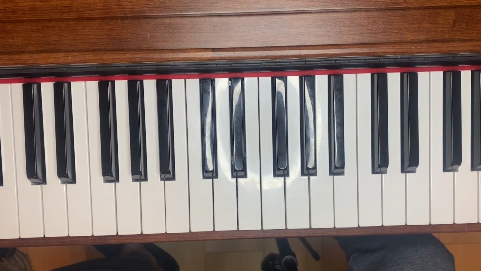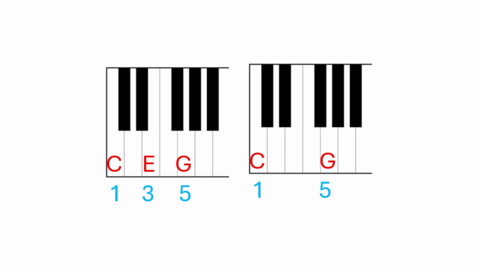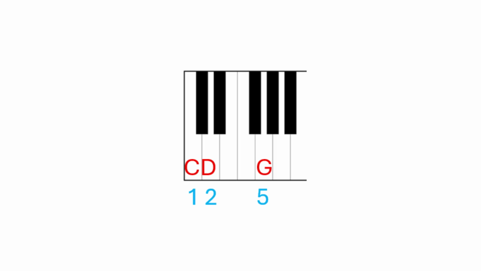A sus or suspended chord is where we will swap out the third in a 1-3-5 triad and replace it with a number that is going to be listed in the sus chord. Looking at the far most common is going to be the sus2 and sus4. So a sus2 chord, we are replacing the 3 with a 2, turning a 1-3-5 triad into a 1-2-5 triad.